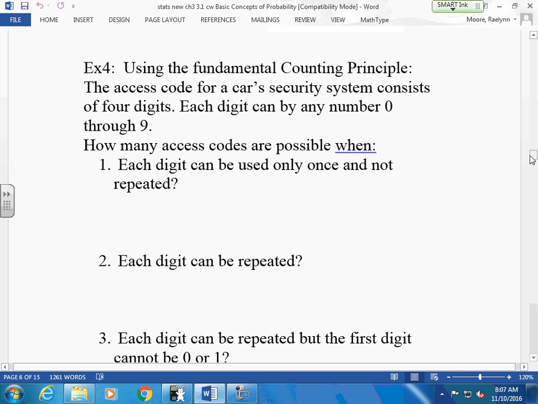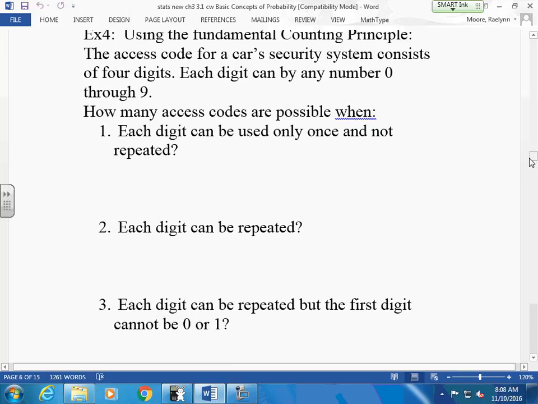All right. Now, these are great problems, and you probably remember one of these kind of problems. Using your fundamental counting principle, you need to find an access code for a car security system that consists of 4 digits. When you do this, start with 4 digits like this. How many digits are there? 10. 0 counts as a digit.